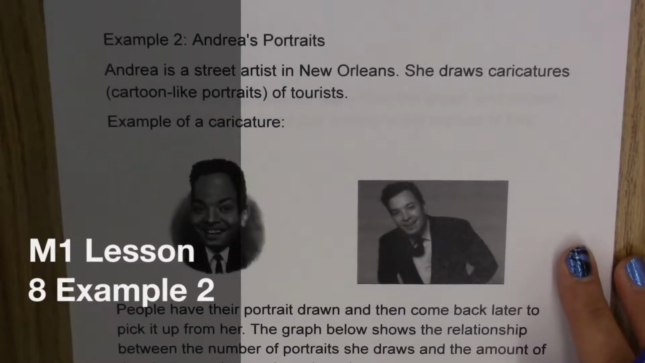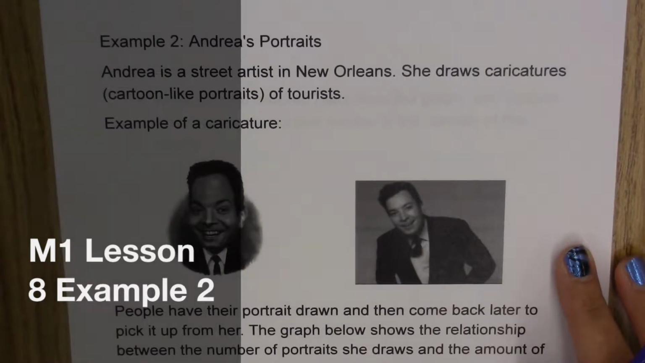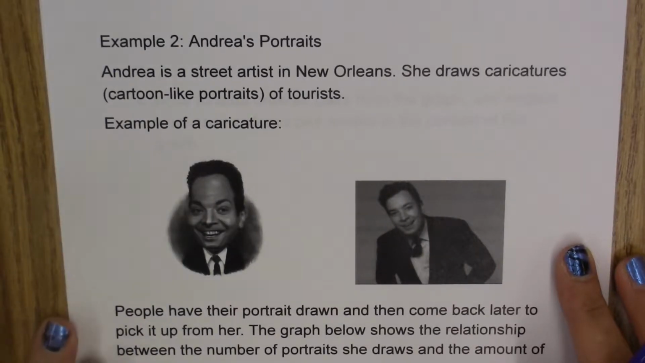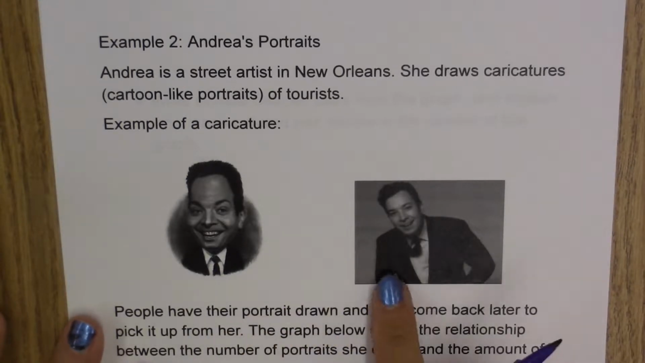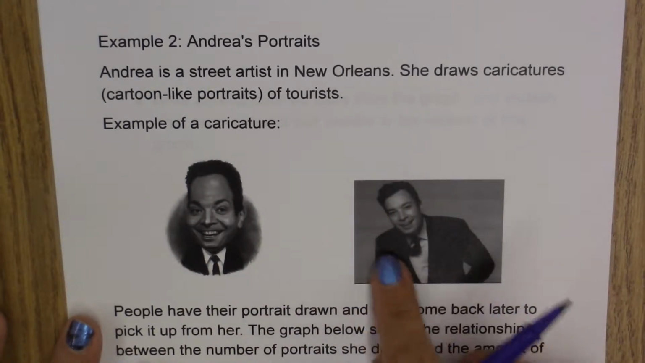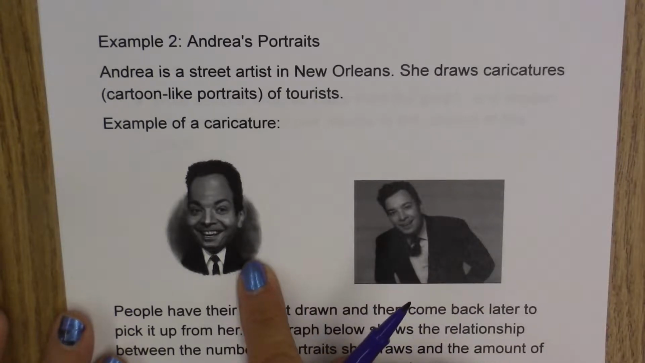Example 2, Andrea's portraits. Andrea is a street artist in New Orleans. She draws caricatures, cartoon-like pictures of tourists. So if you've never seen a caricature, this is a picture of what Jimmy Fallon really looks like, and then this is a caricature of him. So they take their features and kind of exaggerate them and make them a little bit larger than life.